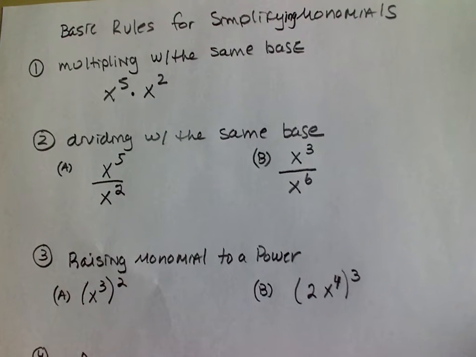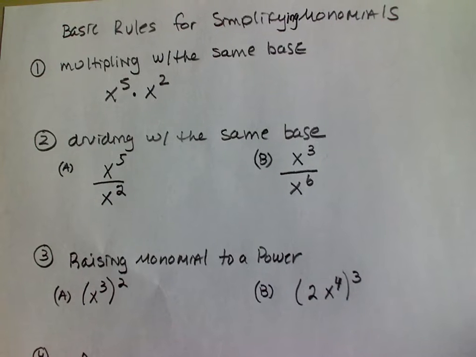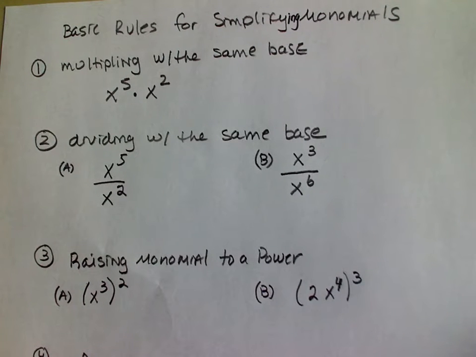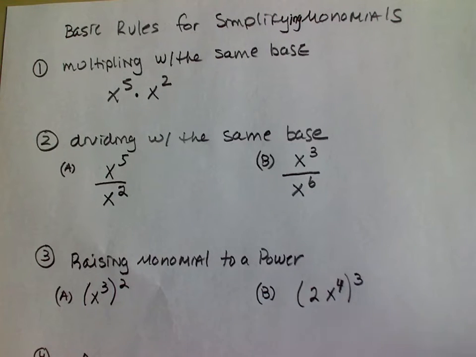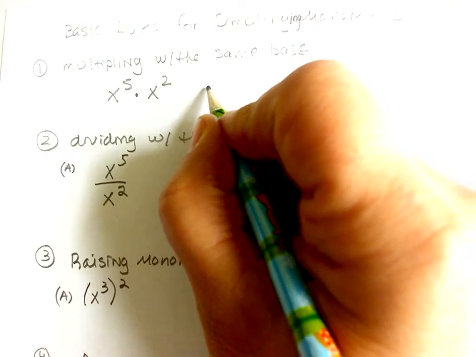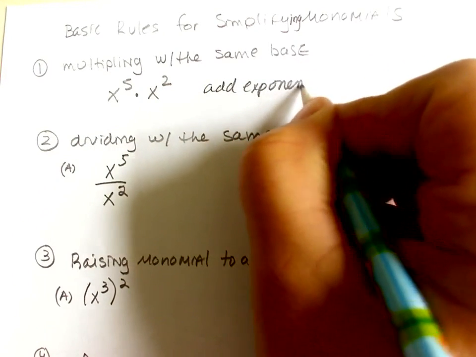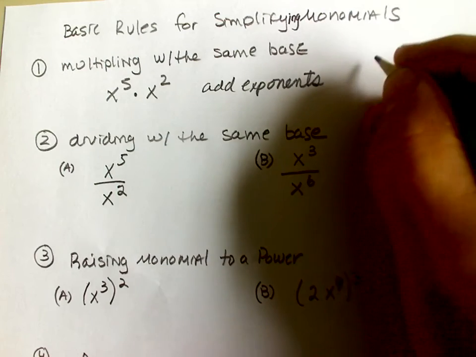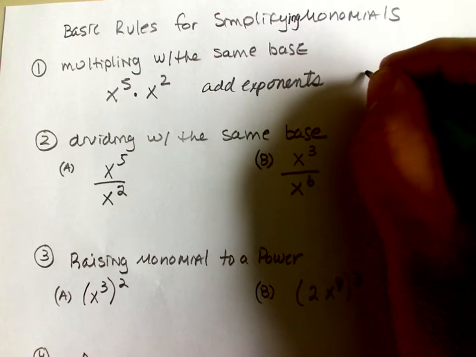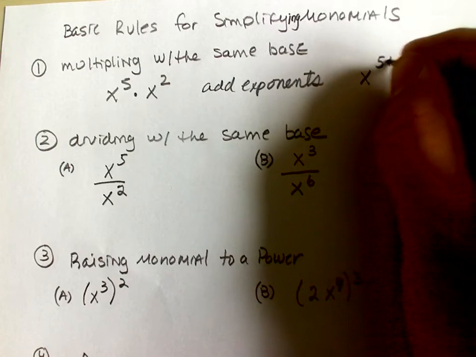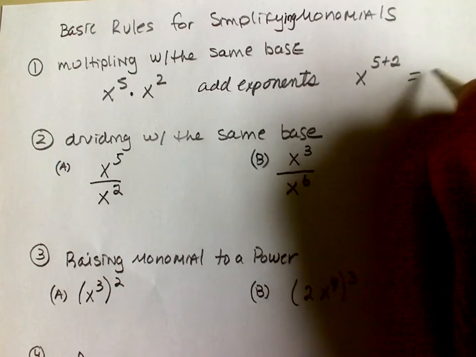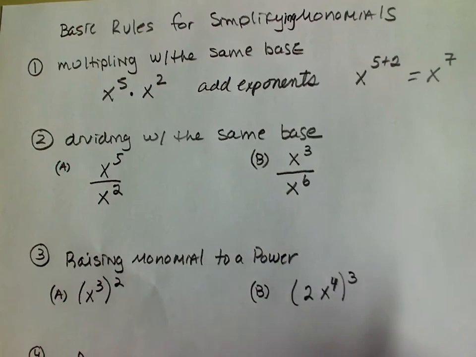In this video, we will be using some basic rules for simplifying monomials. The first basic rule is multiplying with the same base. Notice here I have x and x, the same base, with exponents of 5 and 2. The rule says to add exponents. So x to the 5th times x to the 2nd power will be x to the 5 plus 2, which is equal to x to the 7th.